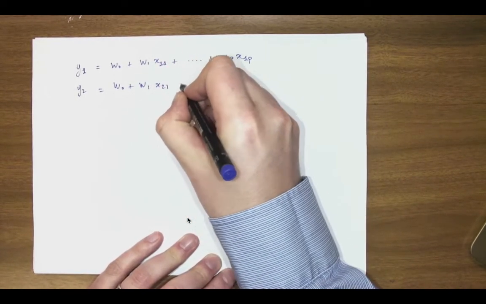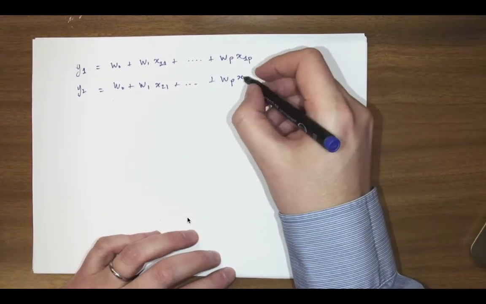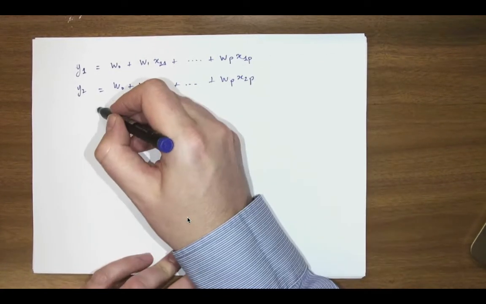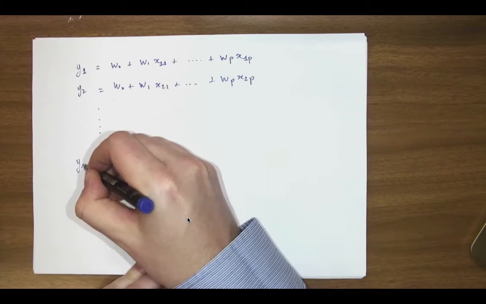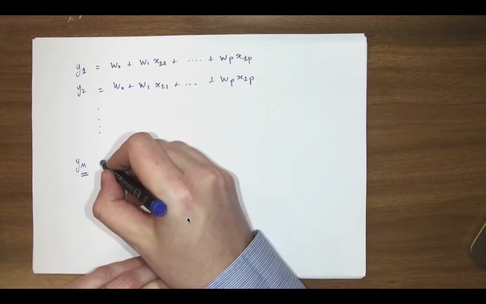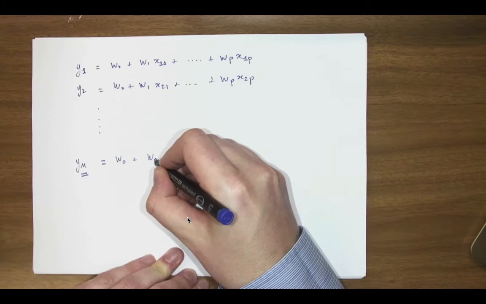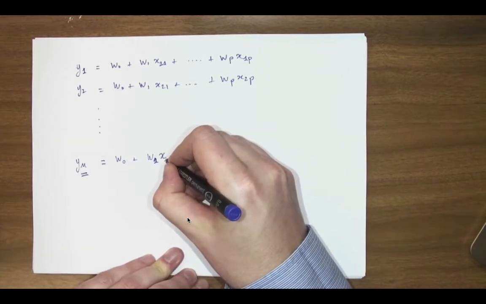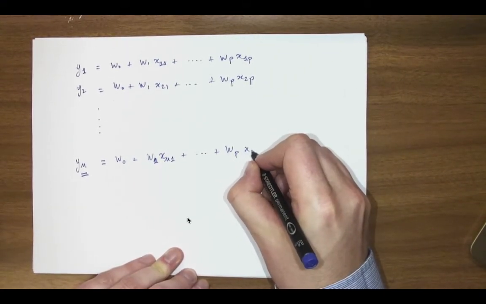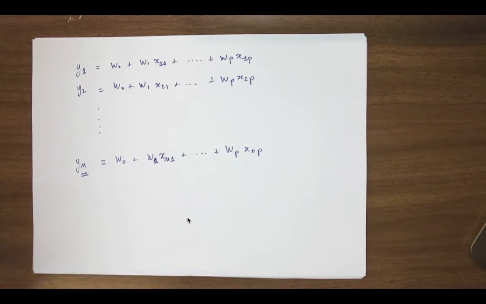The only thing that changes is basically the entry you have. And by convention, you stop at n observations. So you say you have n observations, up to W0 plus W1 x_n1 plus ... WP of x_np. So you have n equations.